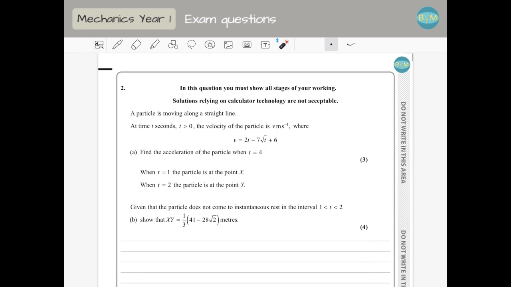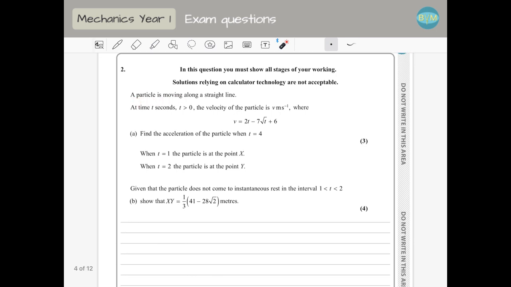Hello, this is question 2 on your June 2024 A-level papers from Edexcel. It's the mechanics paper, and we have a particle moving along a straight line. At time t seconds, the velocity is given in terms of the time, so it's a variable acceleration question, and we have to find the acceleration when t is 4.